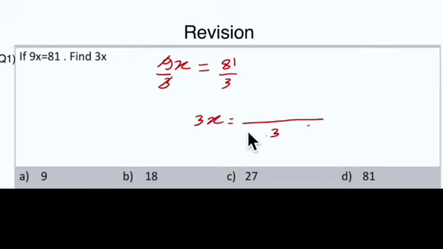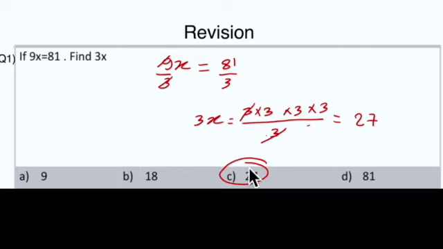You know that 81 is 9 times 9, and 9 is 3 times 3. So it will be 3 times 3 times 3 times 3. Cross 3 with 3. So the answer is 3 times 3 times 3, which equals 27. So the answer of this question is C.